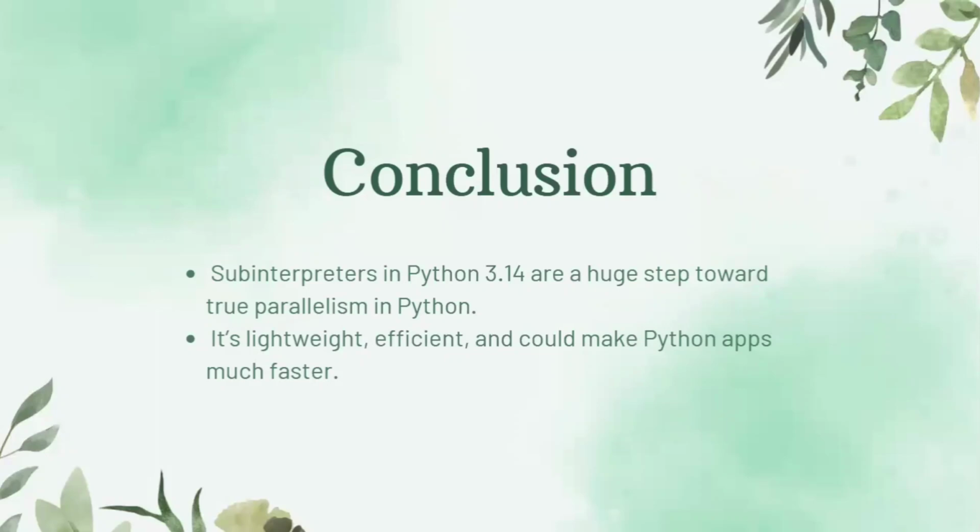So to conclude, yes, sub-interpreters in Python 3.14 are a huge step towards true parallelism in Python. It's lightweight, efficient, and could make Python apps much faster.